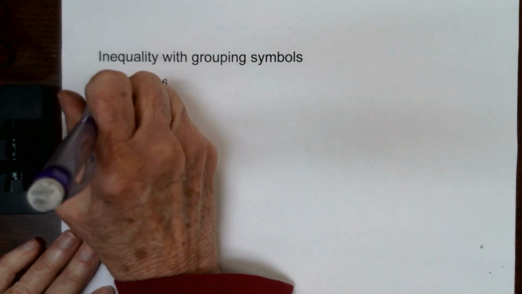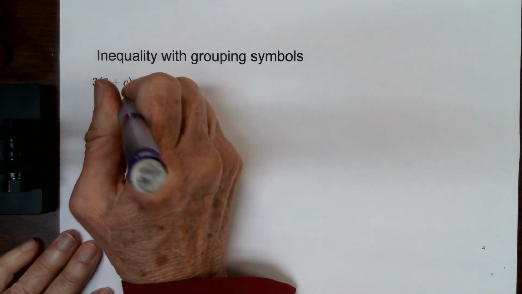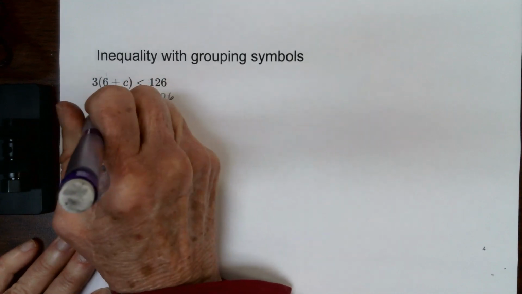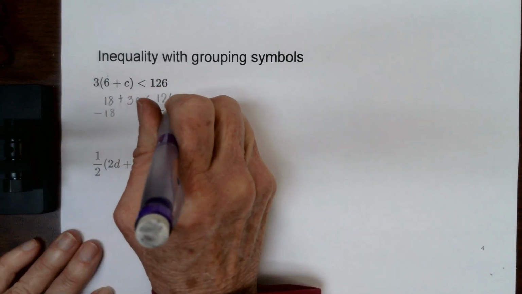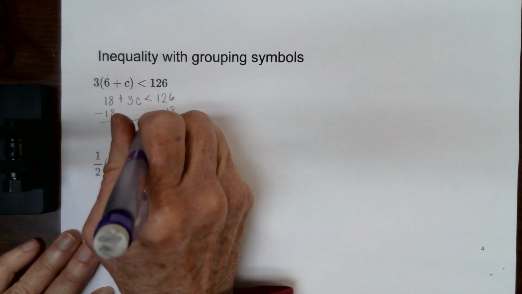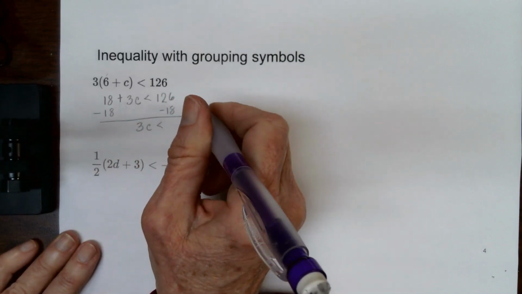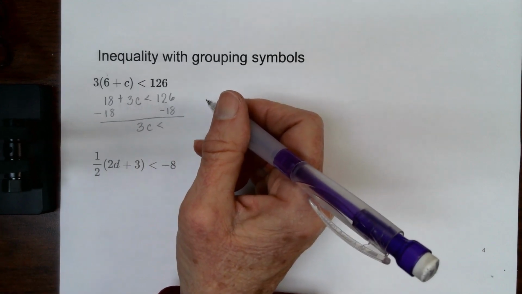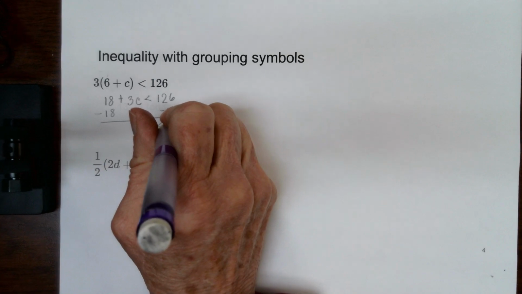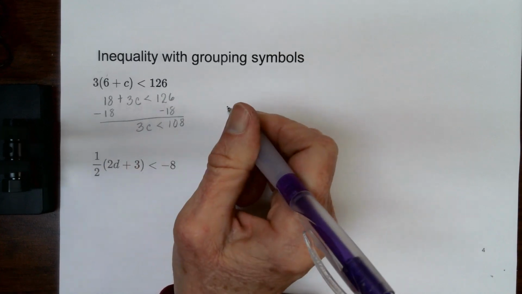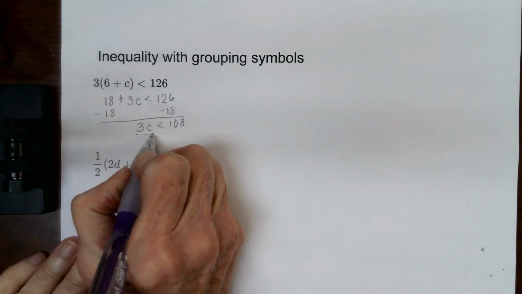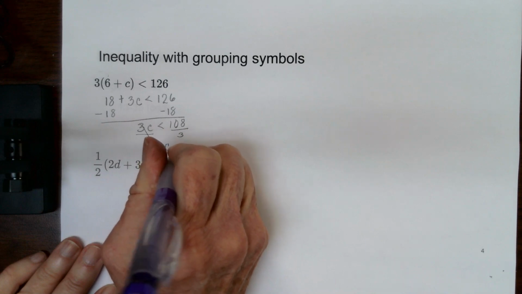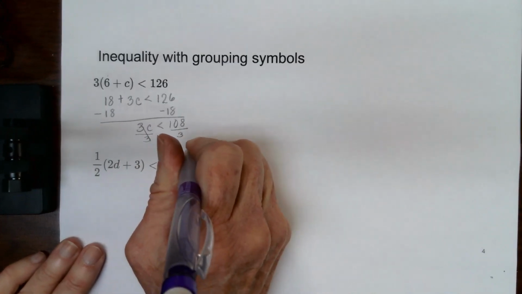So I have 3 times 6, which is 18, plus 3 times c, which is 3c, is less than 126. I'm going to add a negative 18 to both sides. So I have 3c is less than, let's see, negative 18. That's going to give me 108. So then I'm going to divide by the 3 because the 3 is multiplied by the c, and it's going to give me c is less than 36.